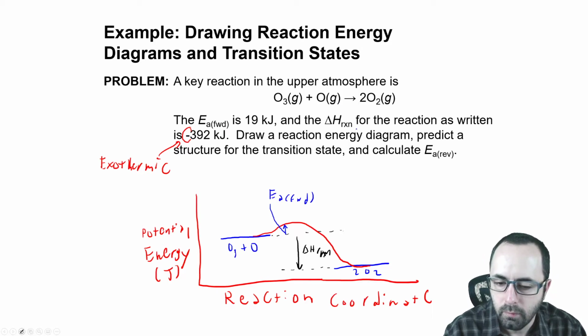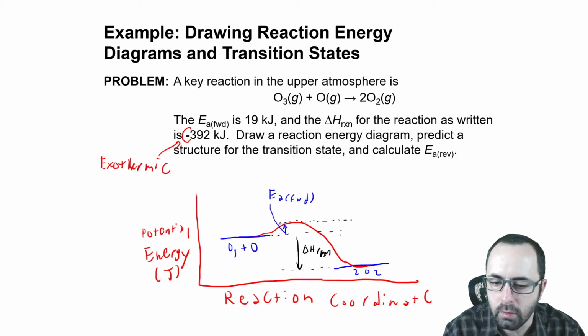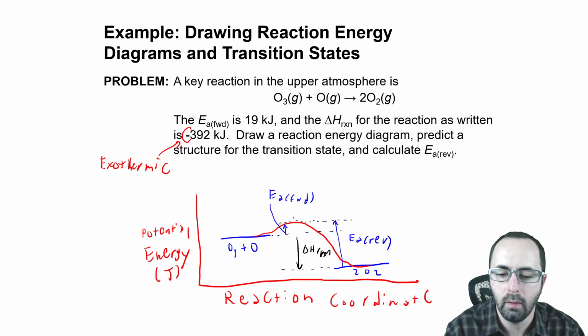So now for our activation energy in the reverse direction, again, this is going up to this level right here. So our activation energy in the reverse direction is going to be from products here all the way up to the transition state. And this is going to be the activation energy in the reverse direction. And right here, the top of this is the transition state.